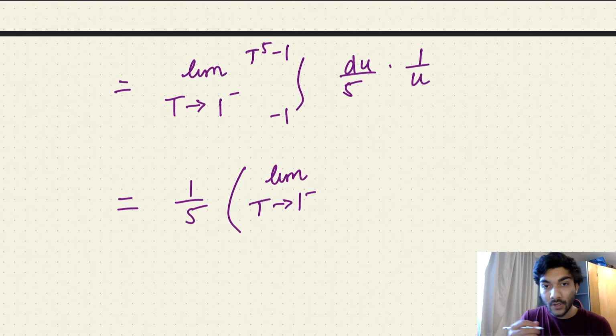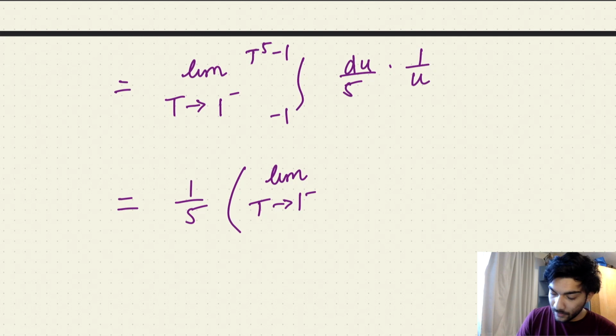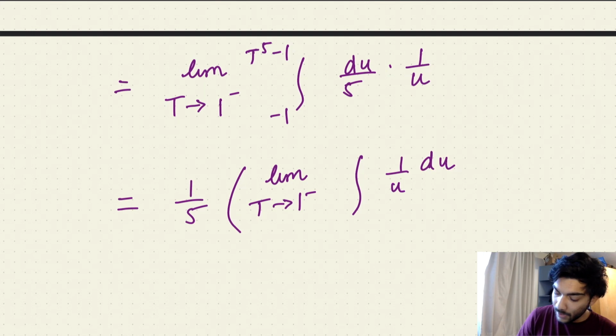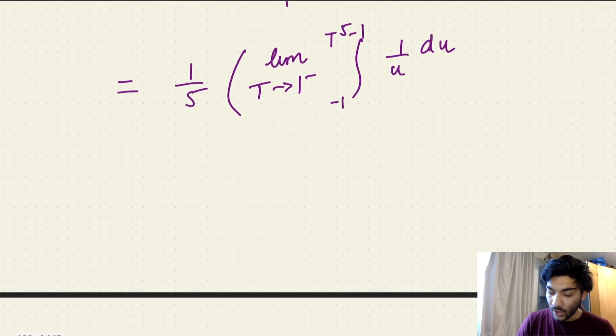You know that you can take the constant out of the limit as well, right? The answer won't change. You can keep the constant over here as well. But in order to simplify our expression, let's take the constant out of the limit as well. And this would become limit t approaches 1 minus integral of basically 1 by u du with the endpoints minus 1 and t to the power 5 minus 1, right? And we know that the integral of 1 by u is log u.